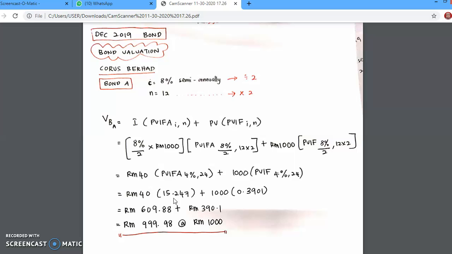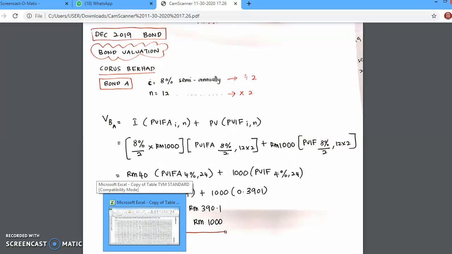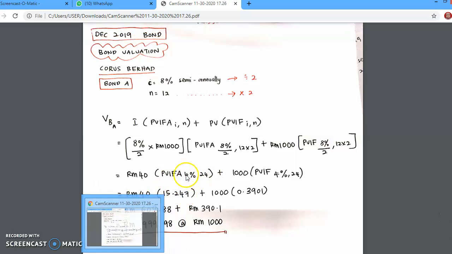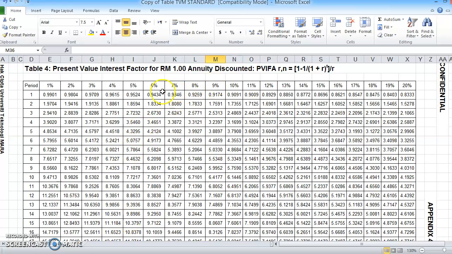For final exam, normally it will be attached to your questions, the schedule, right? And also available in your textbook. At the end of your textbooks too, ada schedule for PVIFA, PVIF, FVIFA and also FVIF. Okay, the future value interest factor, and this one present value interest factor, right? And this one is annuity. So this is the way to find the value in the table. So remind over here 4%, 24. Okay, so 4%, 24. So this is the present value interest factor schedule.